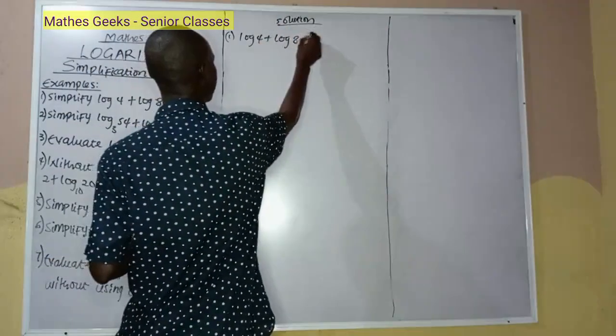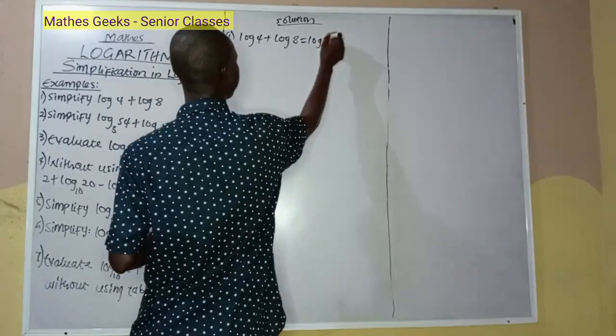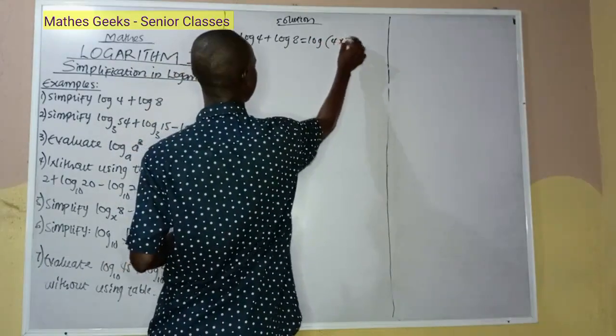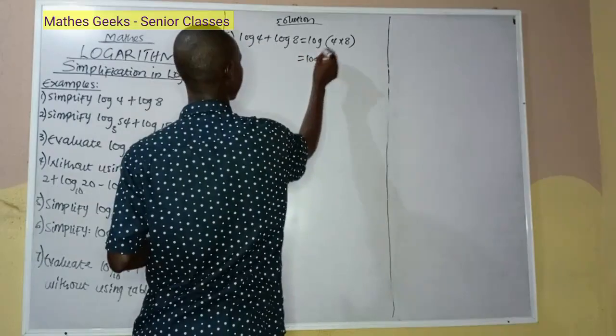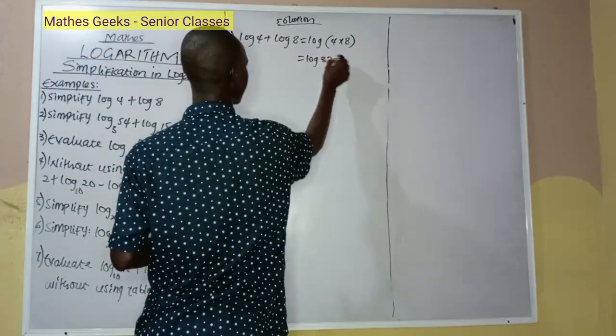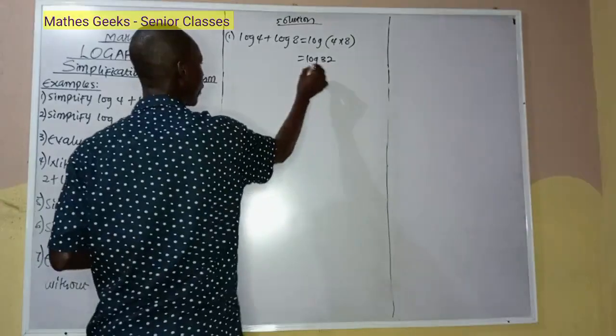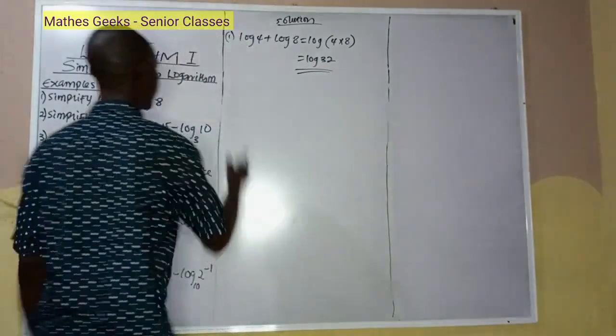Since it's addition, it implies log 4 times 8, and that's equal to log 32. Since it's in base 10, this will be our final answer: log 32.